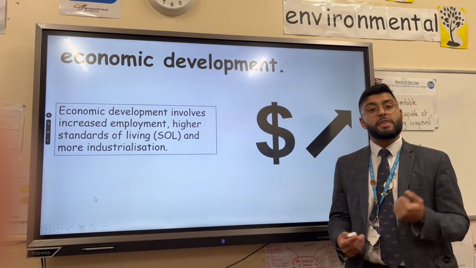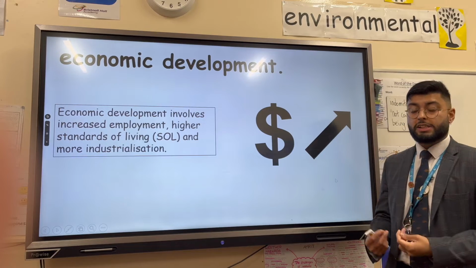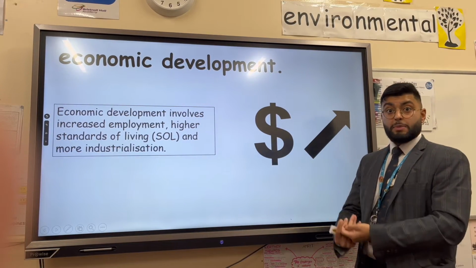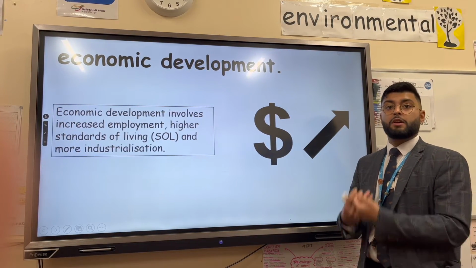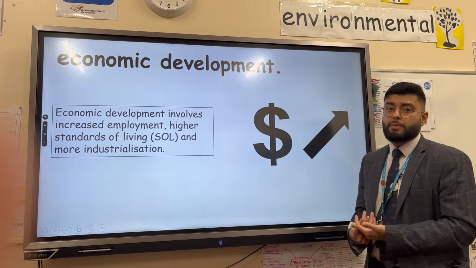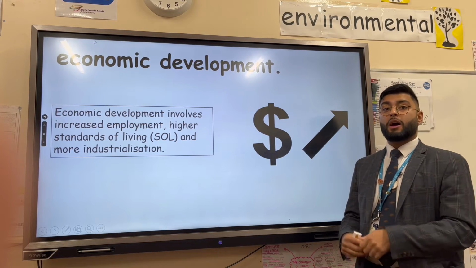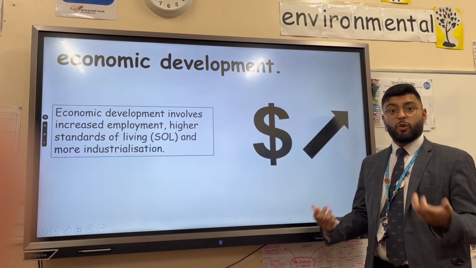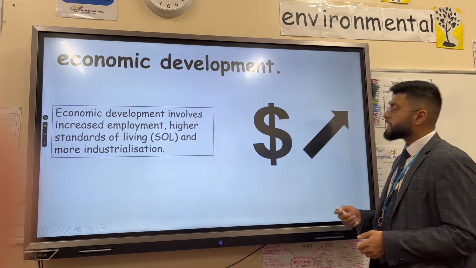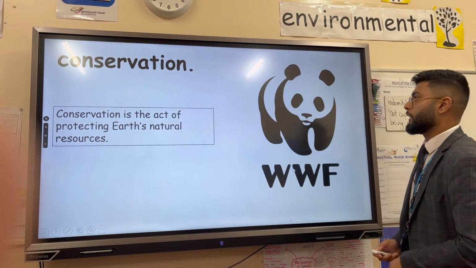Economic development. When we're thinking about economic development, we're thinking specifically about progress in terms of GDP per capita or standard of living, people making more money. Usually when we think about economic development, moving from an LIC to an NEE, we're thinking about industrialisation or an increase in factories, which is going to lead to the multiplier effect. But don't forget, economic, just draw your dollar sign.